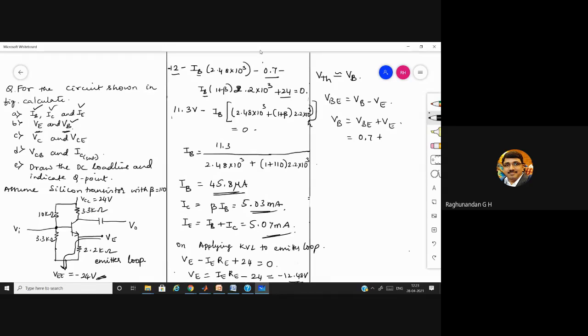So 0.7 plus minus 12.48. So this comes to how much? Minus 11.78. It is just 0.7, not 1.7. Okay. Now, after this, still the problem is not over.